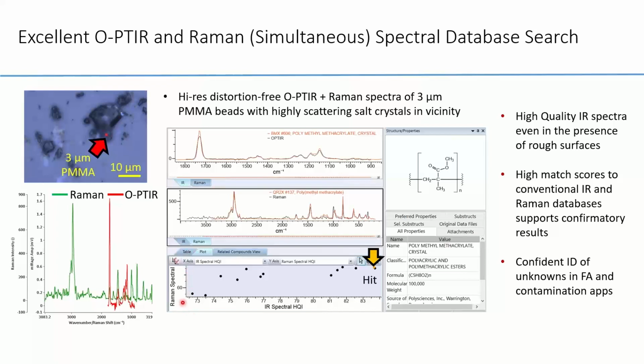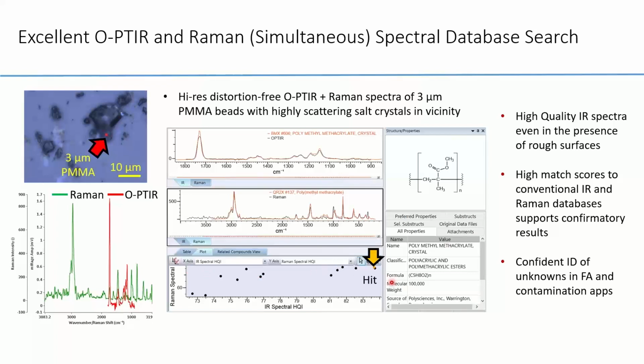So on the y-axis, you'll have the Raman spectral hit quality index, and on the x-axis, you'll have the infrared spectral hit quality index, HQI, and of course, the upper right-hand corner means you have a good IR. So each one of these dots represents a pair of infrared and Raman reference spectra, and unknown as well. So the upper right-hand quadrant, that red dot there, means you have a good infrared match and you have a good Raman match.